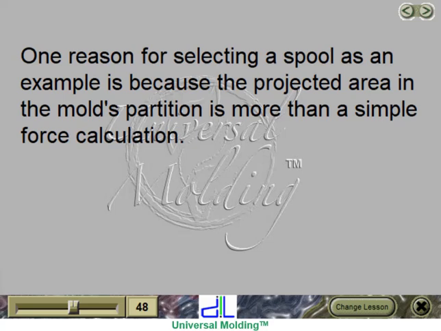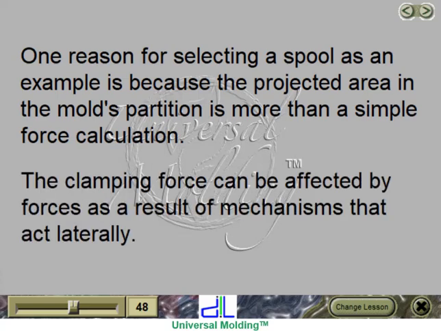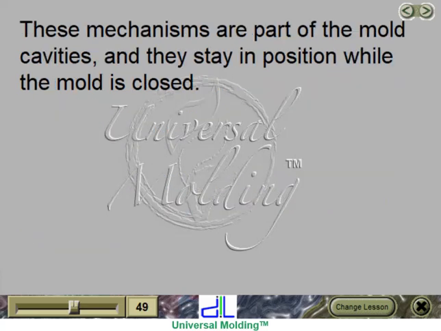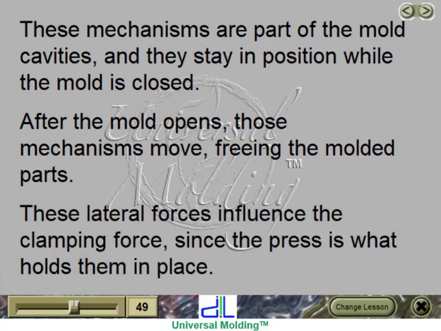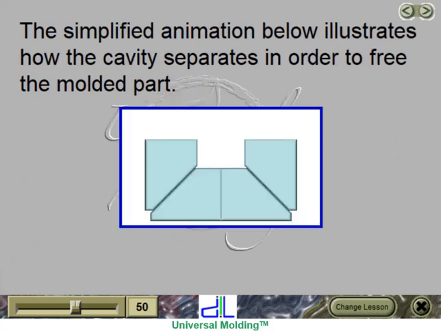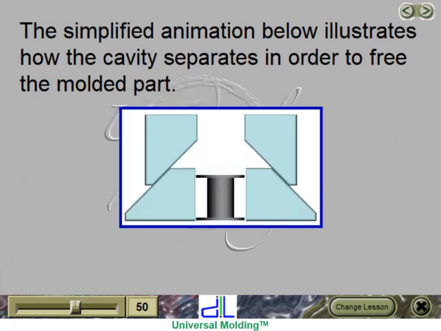Forces resulting from side action mechanisms. One reason for selecting a spool as an example is because the projected area in the mold's partition is more than a simple force calculation. The clamping force can be affected by forces as a result of mechanisms that act laterally. These mechanisms are part of the mold cavities, and they stay in position while the mold is closed. After the mold opens, those mechanisms move, freeing the molded parts. These lateral forces influence the clamping force, since the press is what holds them in place.